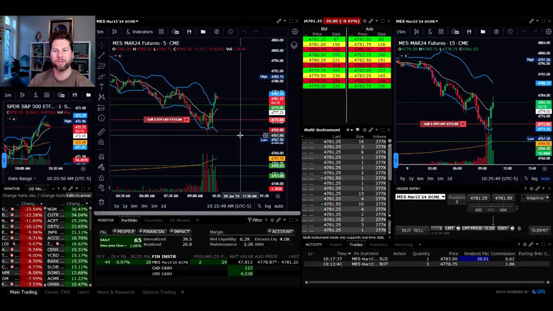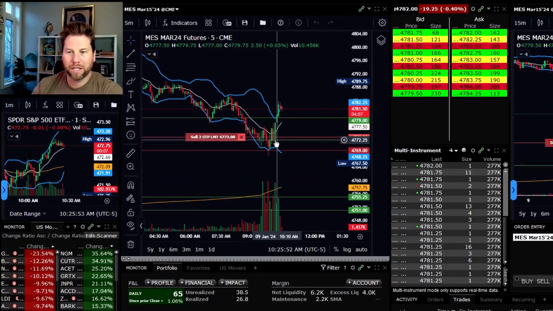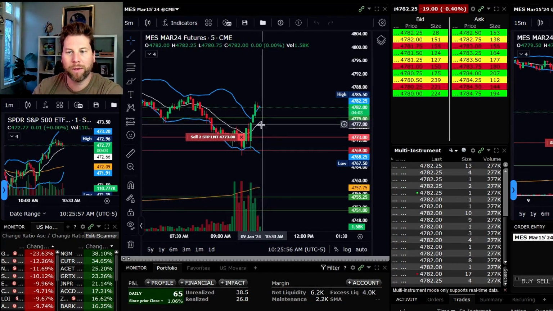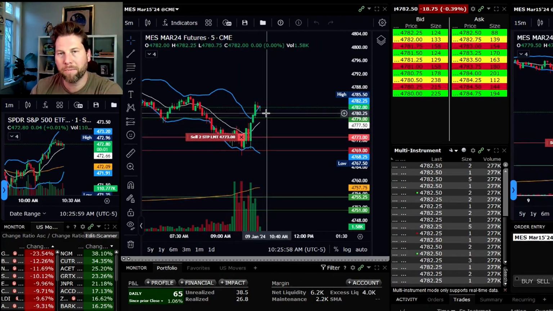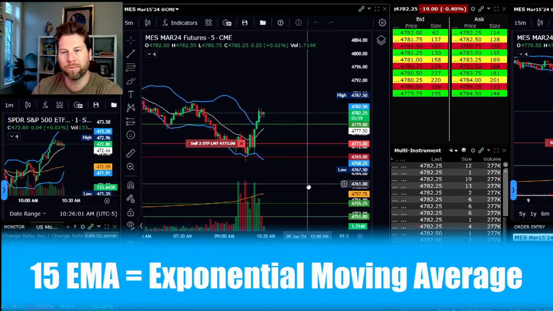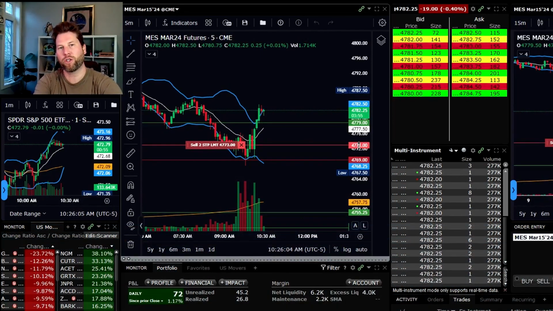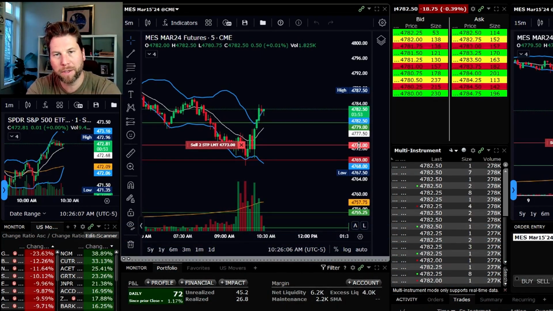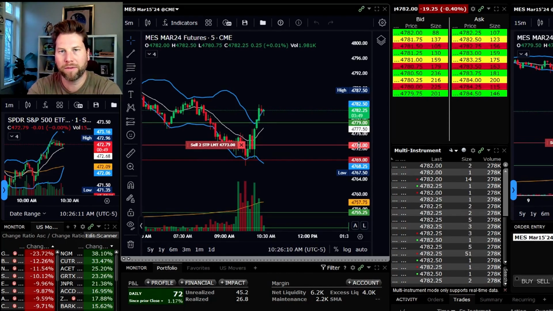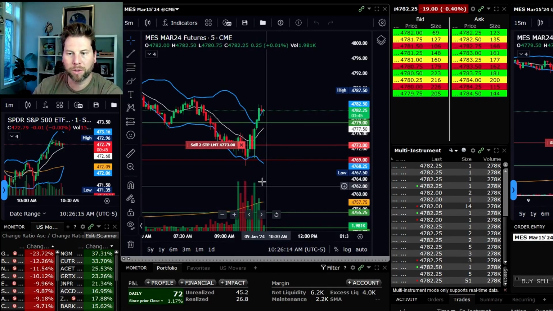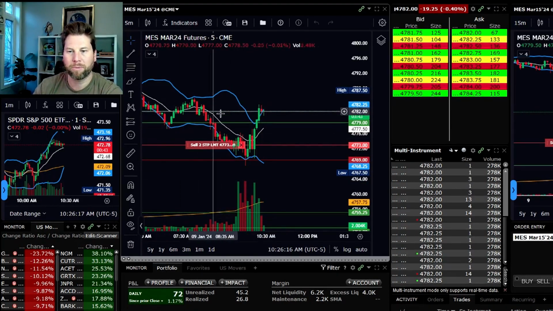So basically, I'm just looking at it and all I see is volume, all I see is a push and a big candle, and we pop over that 15 EMA, 15 exponential moving average. I like it because it gives me a really good visual. I notice time and time again that prices usually will at least stay around the 15 EMA and work around it.